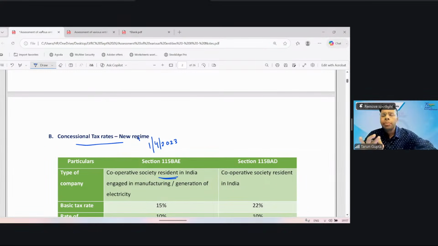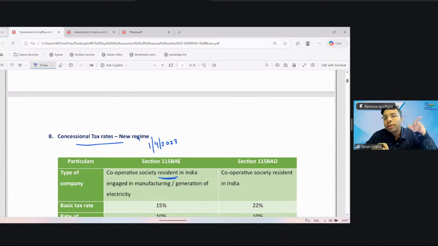So clear? Similar to the company, who is the eligible assessee? The corporate society who is resident in India. The corporate society should be engaged in manufacture or production of article or thing or generation of electricity. The corporate society should be new. It means it should have been incorporated on or after 1st April 2023. But the manufacturing or production should commence on or before 31st March 2024. So there is only a 1 year window by which to claim this 115BAE concessional tax at 15%.